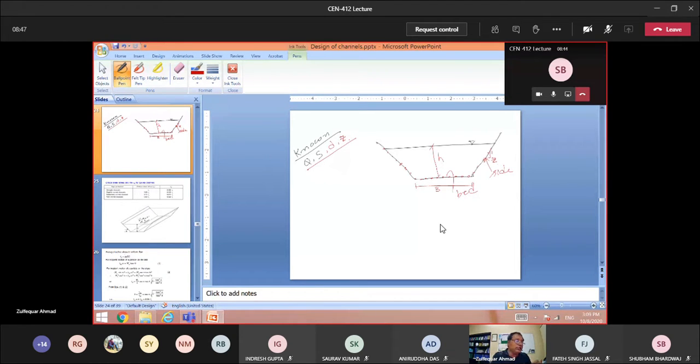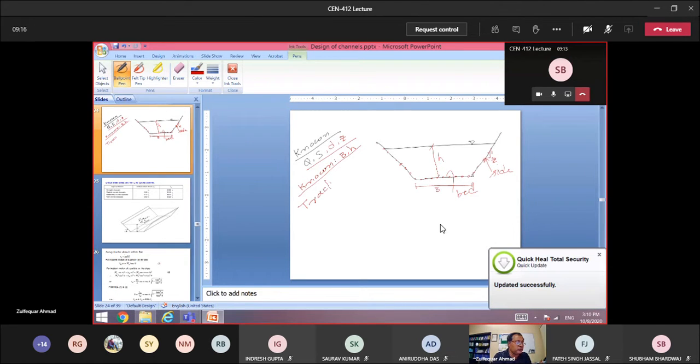And what are the unknowns in this case? The unknowns are, of course, B, the bed width, and the depth of the flow. So these are the two things that are unknown. Design in this case is fixing the values of B and H. Now, as I discussed with you, we have to talk about the tractive force approach, the tractive force approach for the design of this, right?